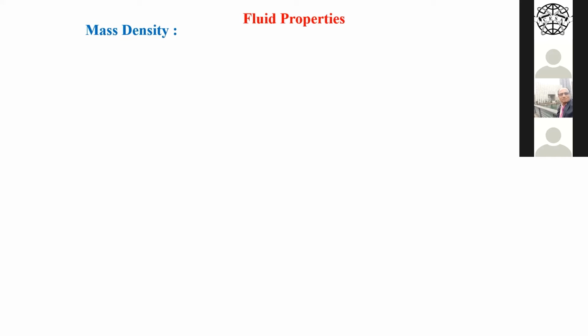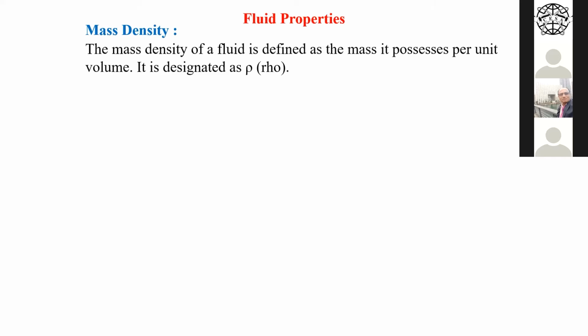So the mass density is represented by the symbol rho. Mass density is nothing but the mass it possesses per unit volume. That's why mass density is mass by volume. So now we are referring to SI units.